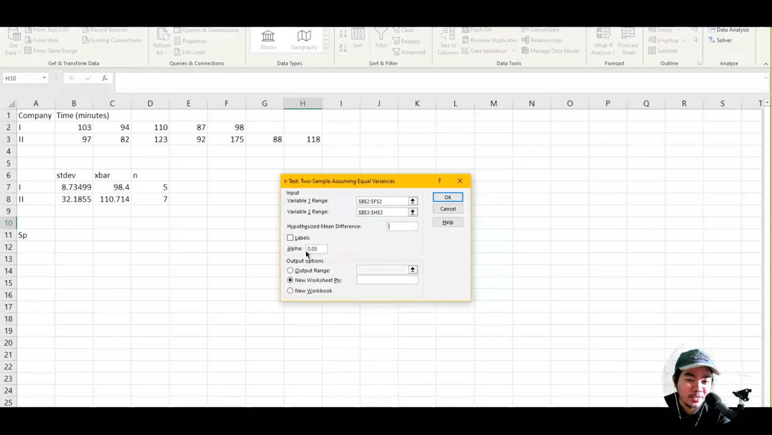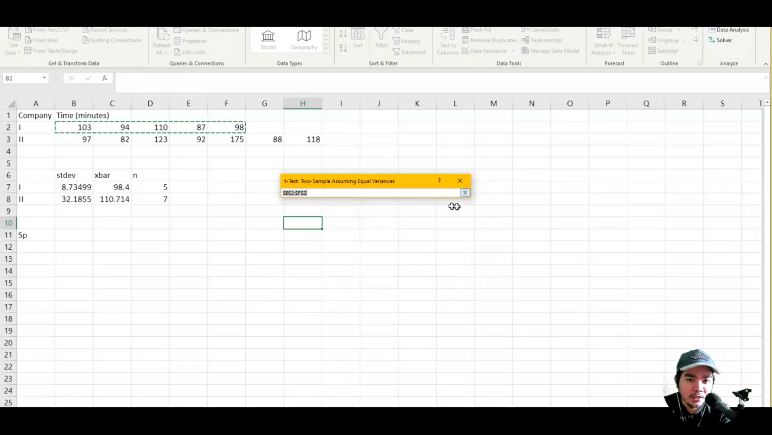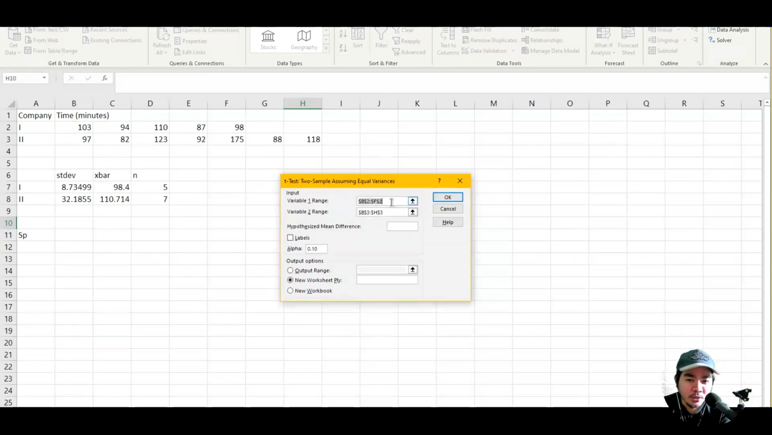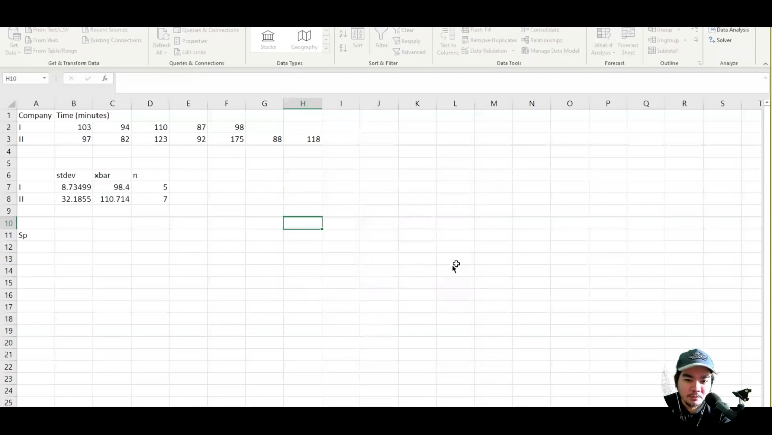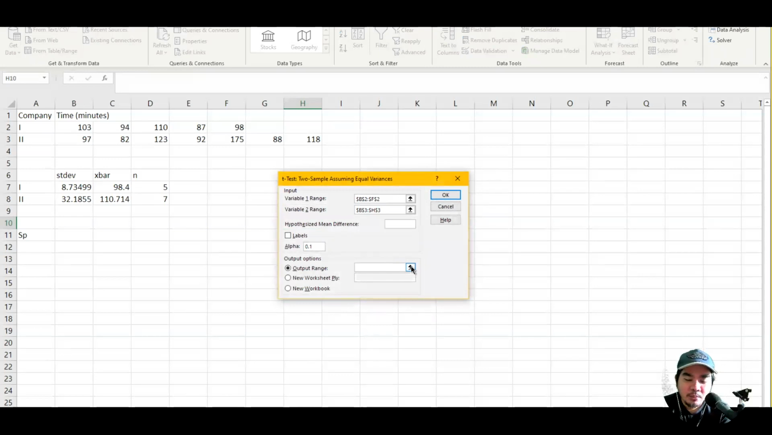Ang gusto lang natin kasi is maghanap tayo, or ma-shortcut natin yung paghanap ng pooled standard deviation and the other values as well. So alpha natin is since 90%, so we do 0.1. Wala tayong labels. Labels is just pag dinrag nyo siya, kung meron bang header or kung meron siyang column header or row header. In this case, wala naman tayong headers. So no labels. Output range, pili lang tayo ng random cell na kung saan niya pwedeng i-insert.